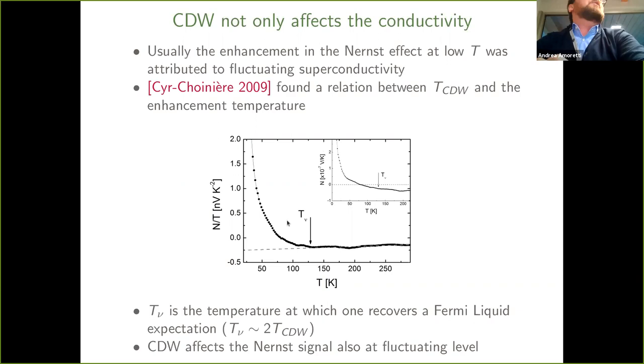This enhancement that you find at low temperature was typically attributed originally to fluctuating superconductivity. But in this paper, they found that the temperature at which this enhancement starts, so this deviation from the Fermi liquid prediction, which is a linear one here, is related to the charge order critical temperature, and is typically twice this temperature. There is this relation here. So they affirm that charge order might also affect the Nernst signal at the fluctuating level.